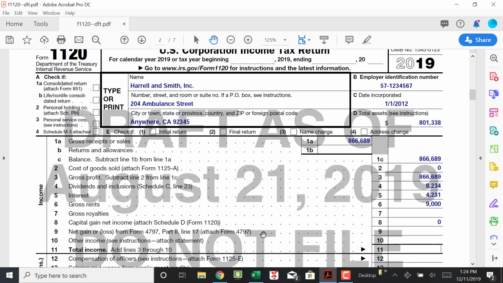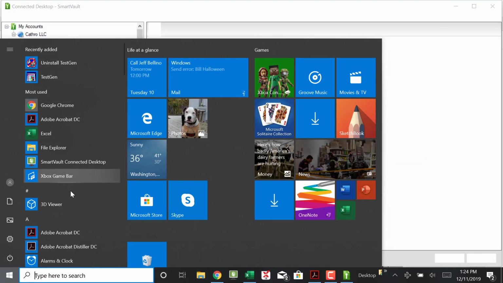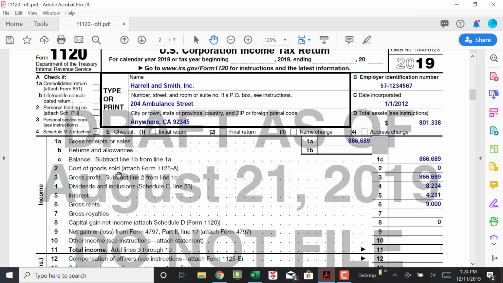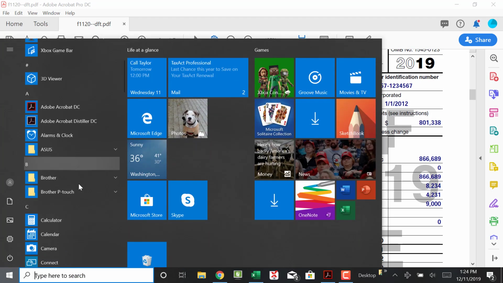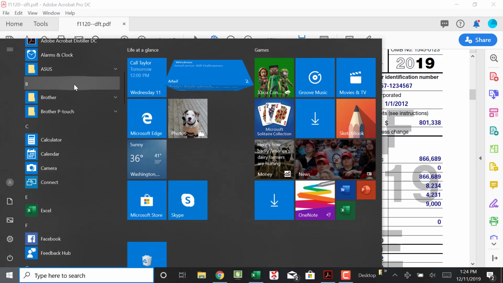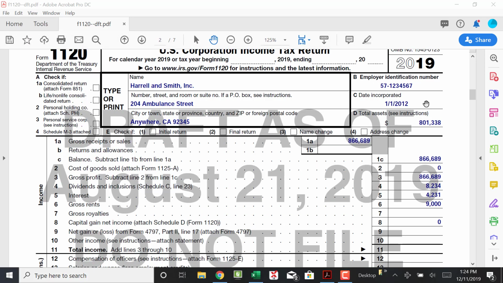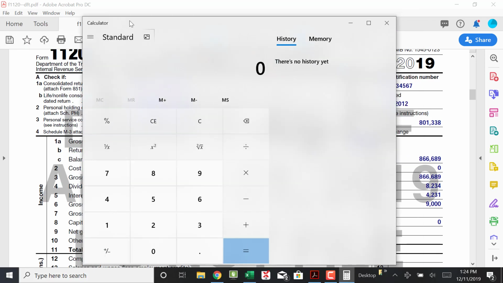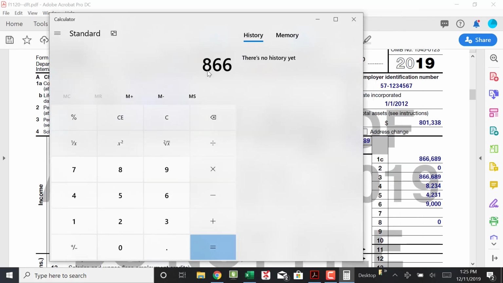It's not the same as what's on the income statement. Let's add those up and make sure that we get it right. Close that. Calculator. Okay. All right, so 866,689 plus 8,234 plus 4,231 plus $9,000 is 888,154.